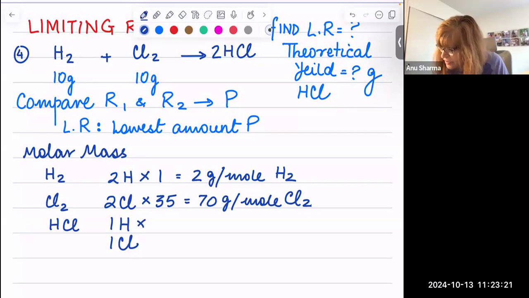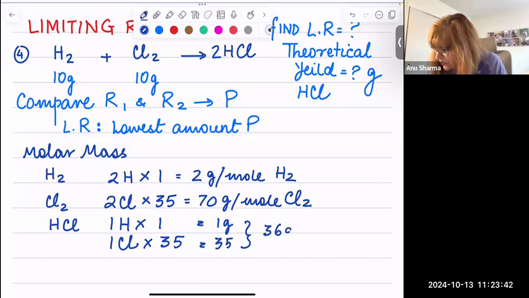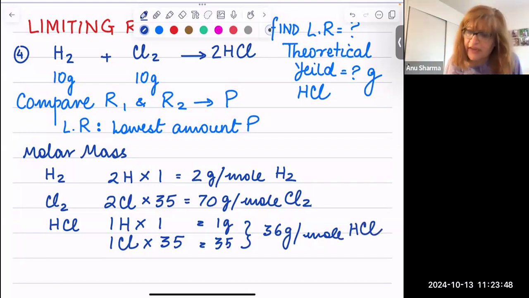And then hydrogen is 1 and chlorine is 35. Here, hydrogen is 1 gram and chlorine is 35 grams. So the total becomes 36 grams per mole. That is the molar mass for HCl. Always do this on the side.